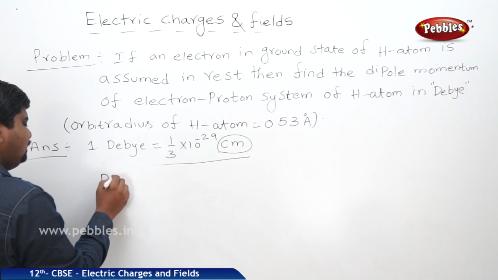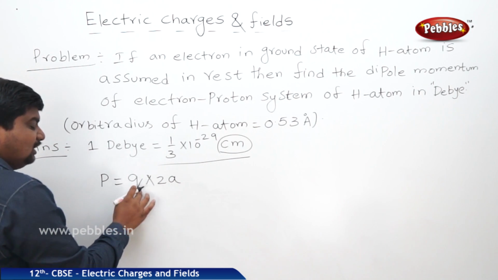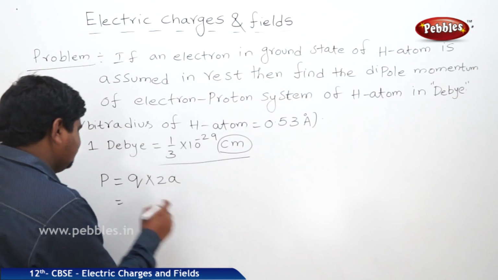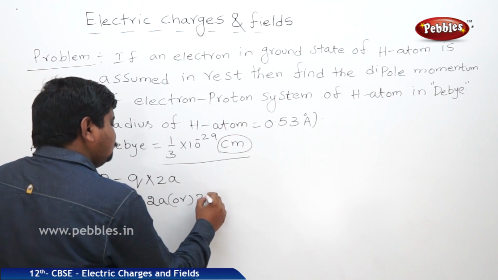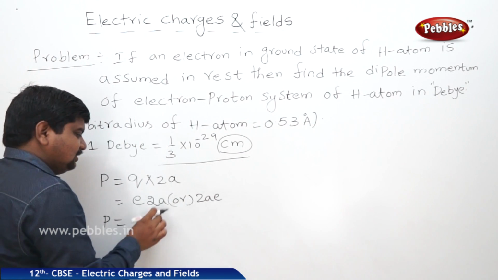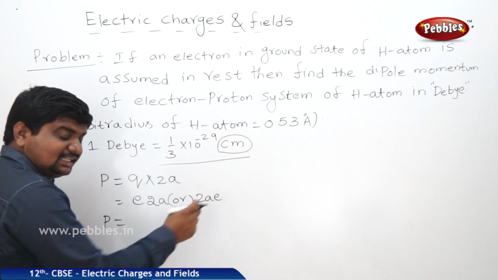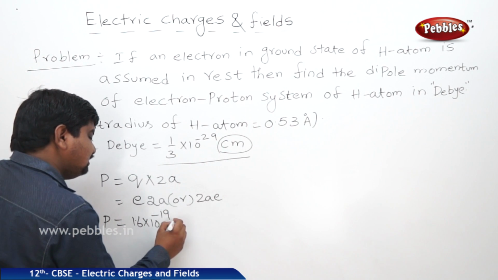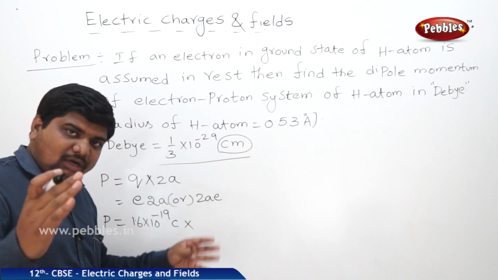What is dipole momentum? P is equal to Q into 2A. What is this Q? Charge. See the question, electron in ground state of hydrogen atom. That means what is the charge of electron? Q is equal to E because charge of electron, into 2A, nothing but 2AE. Therefore, dipole momentum P is equal to E, charge of electron, 1.6 into 10 to the power of minus 19 coulomb, into 2A, which is the distance or the separation between two opposite charges.